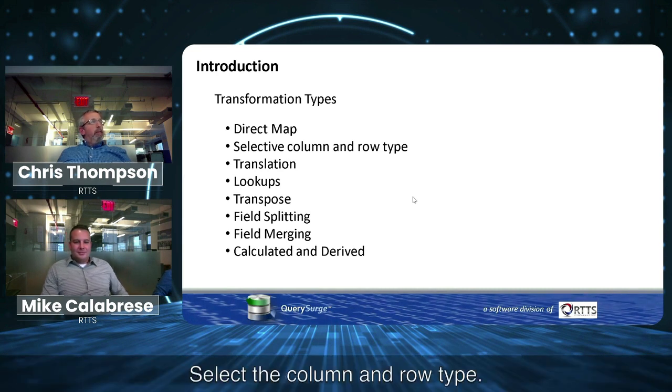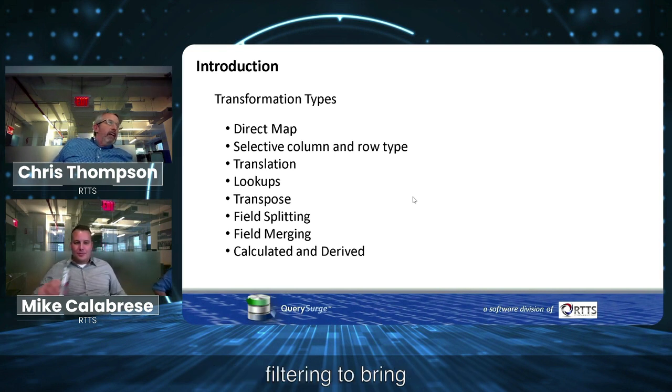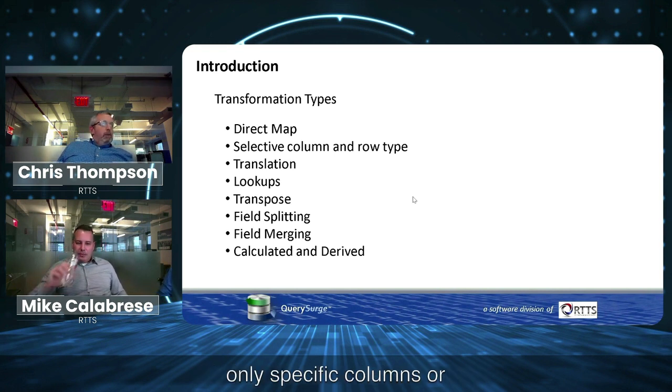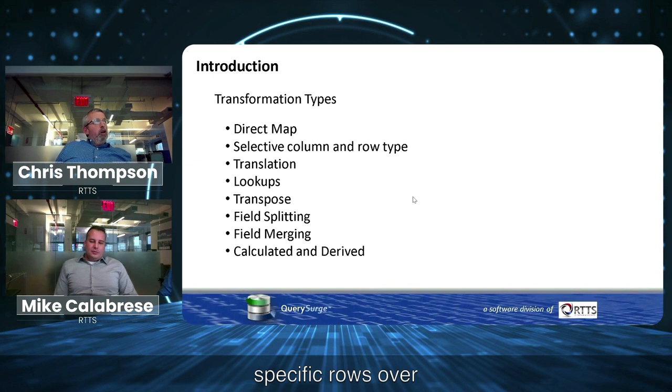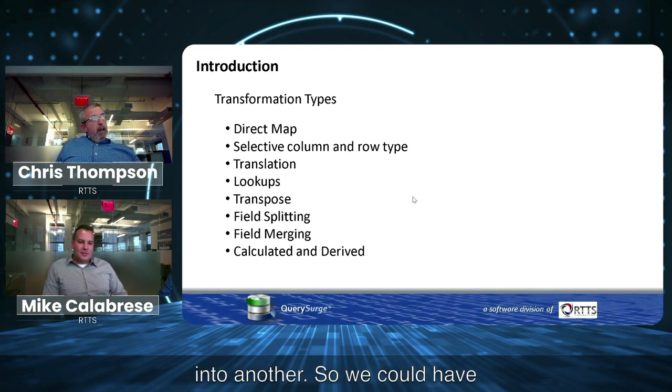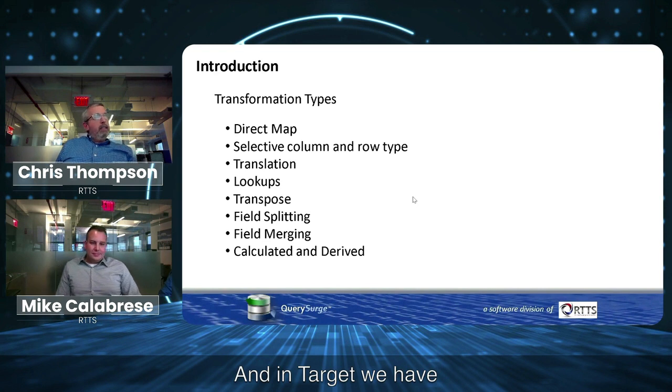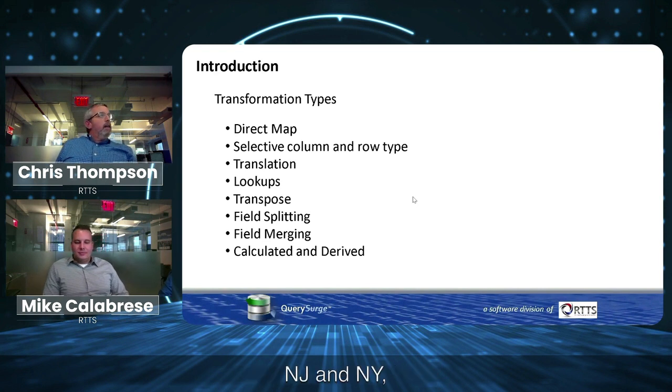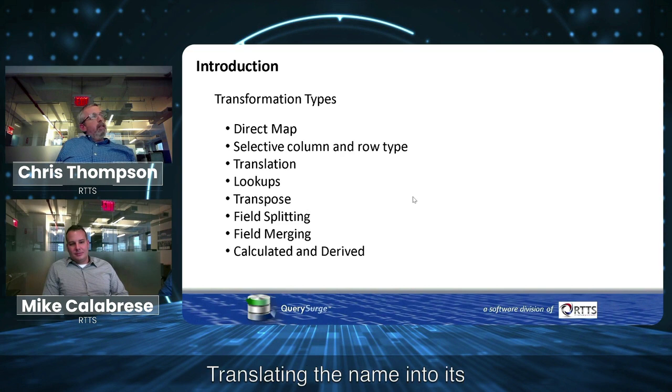Selective column and row type. This is where we might do some filtering to bring only specific columns or specific rows over into the target. Translation, this is where we translate one thing into another. So we could have, say, on the source side, state names like New Jersey, New York, etc. And in the target, we have NJ and NY. So that would be a translation, translating the name into its abbreviation in this case.